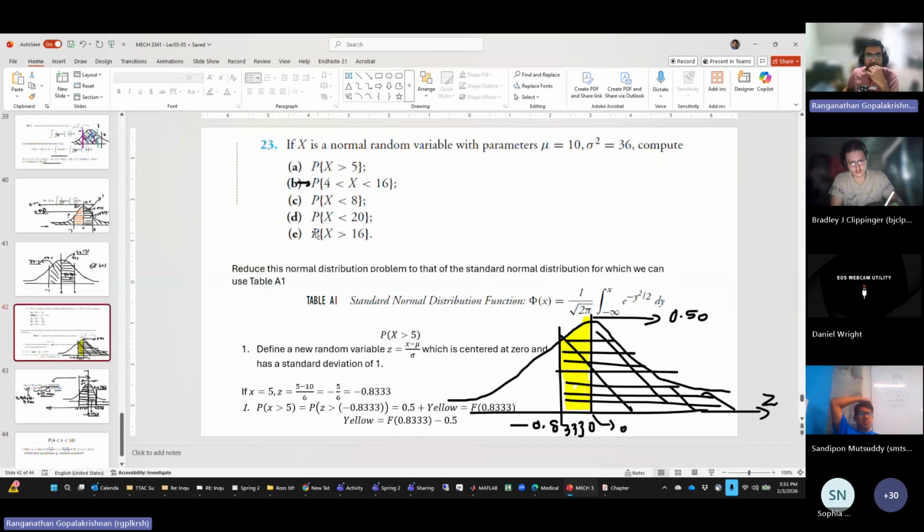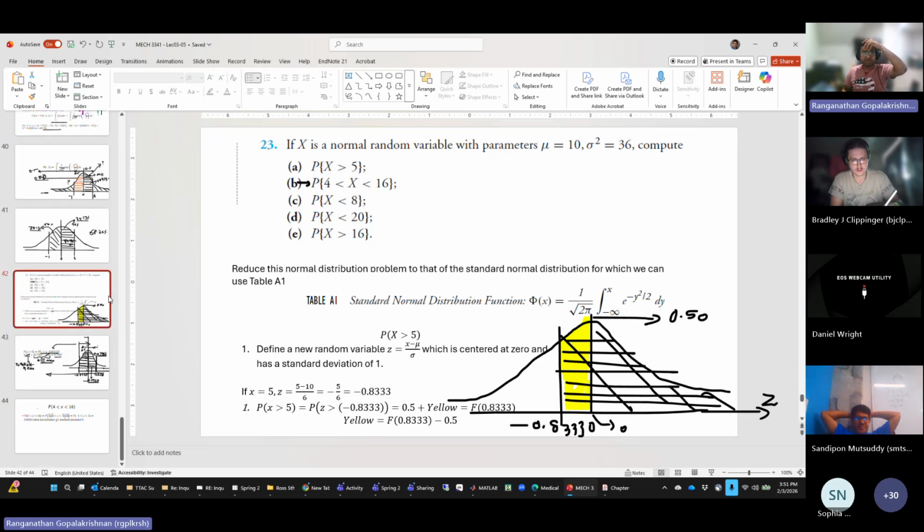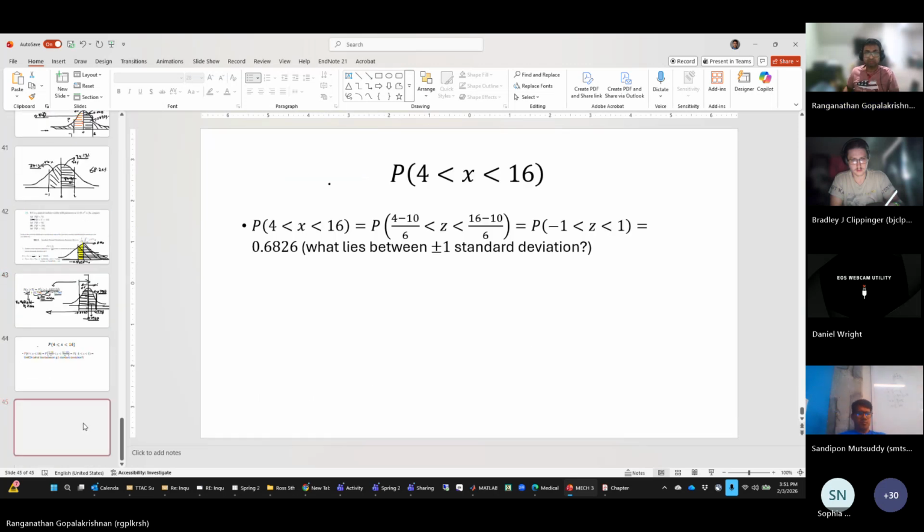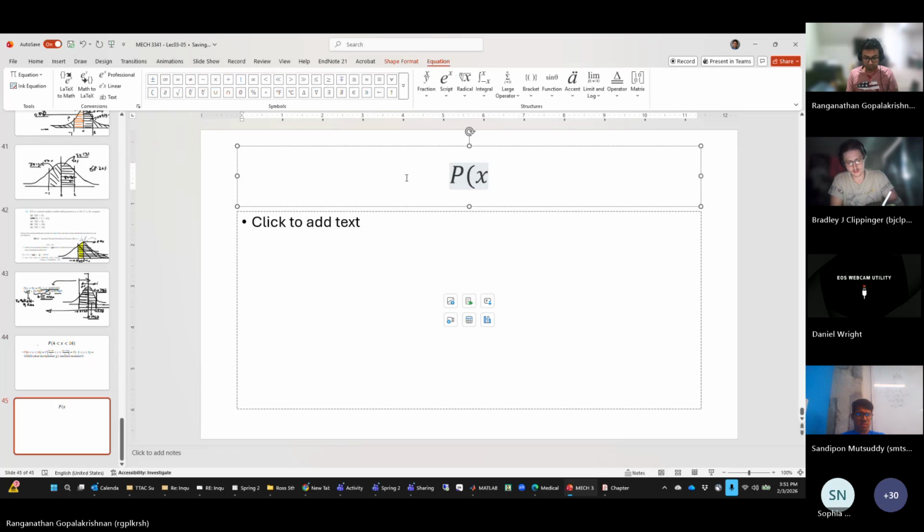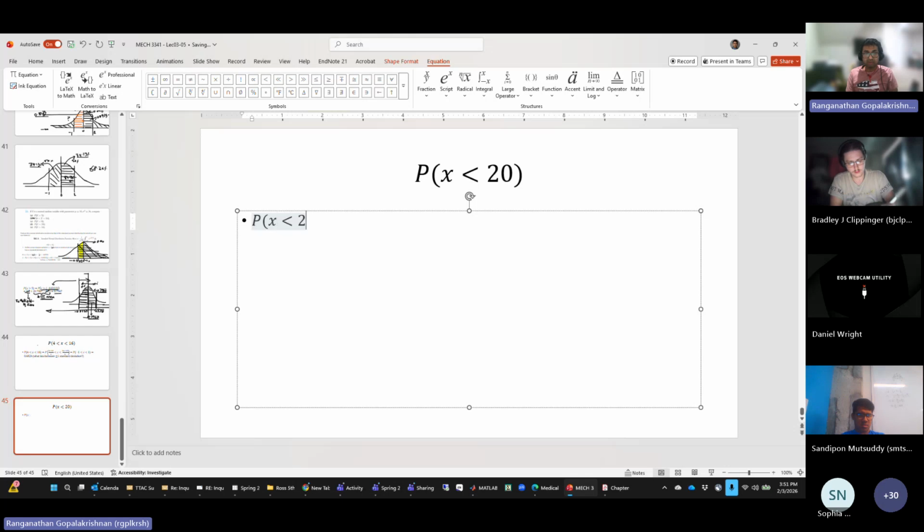Let's do part D. We'll skip C and do part D. Probability of x less than 20. So probability of x less than 20 would be probability of z less than (20 minus 10) divided by 6.